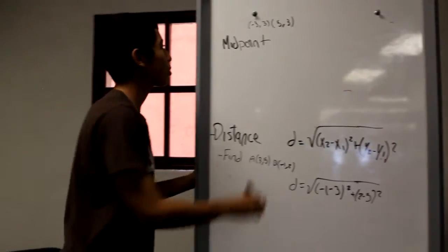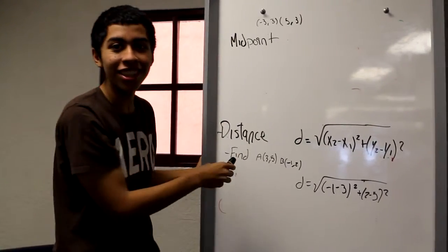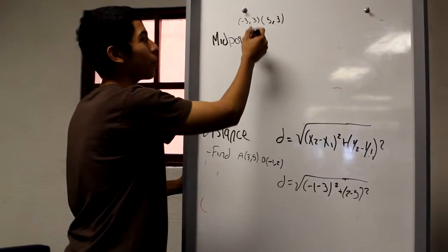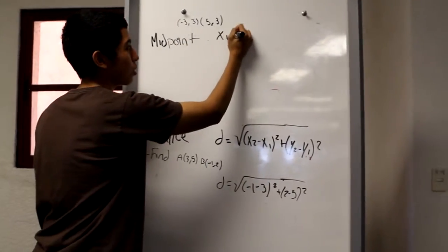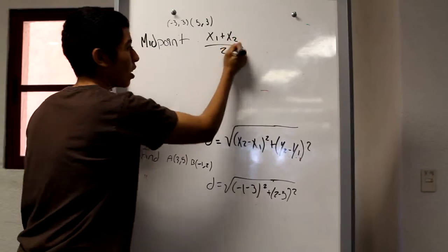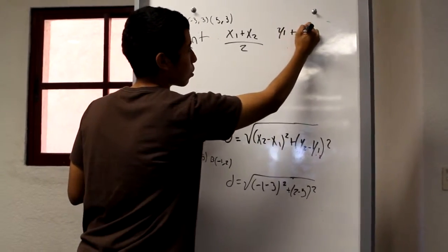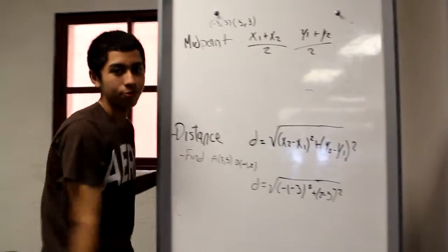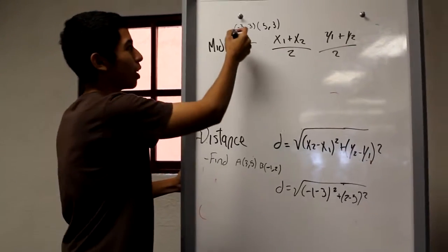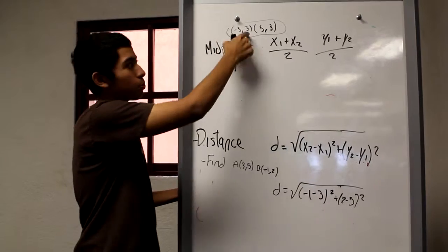Okay, so we are going to explain midpoint and distance. And first we have the midpoint. The formula that we use is this one: x1 plus x2 divided by 2 and y1 plus y2 divided by 2. And here we are with an example. We need to find the midpoint of these points.